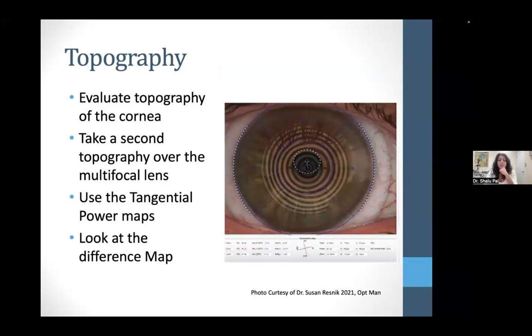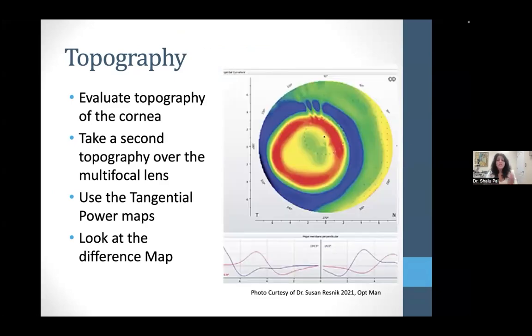One really cool trick is using your topography, if you have one, to take a topography of the cornea. I want you to look at your tangential maps. Then put a contact lens on top of the eye and do another map. Again, look at the tangential maps, and then do a difference map between the two. With that map, you're going to see where the add power of that multifocal is.